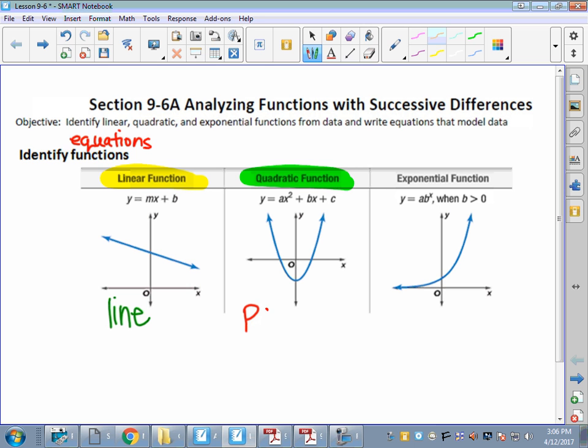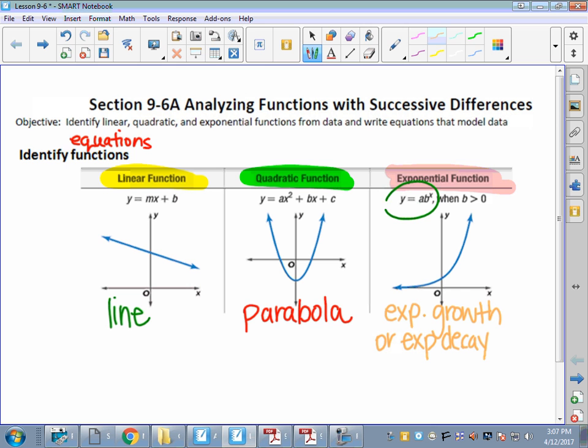And you could have an exponential function. An exponential function is a curve, it's not linear. And if you remember back in the first semester, we talked about exponential growth or exponential decay. And that's what these graphs looked like. I remember doing XY tables and finding things, and we had negative exponents. Please notice this equation right here. Y equals A times B to a power. So that's what our exponential equation looks like.